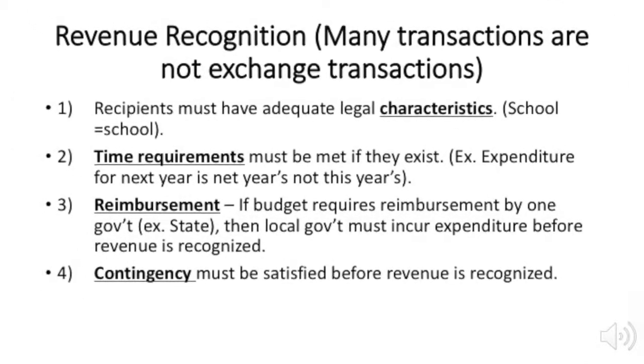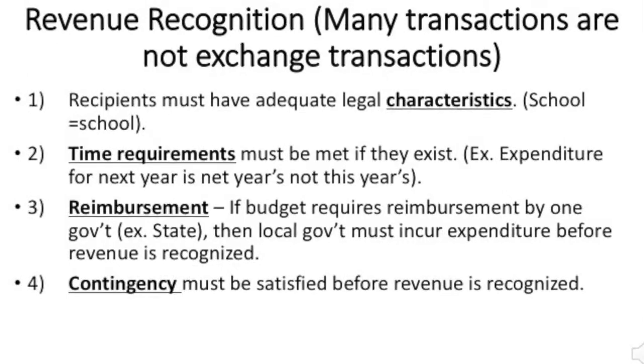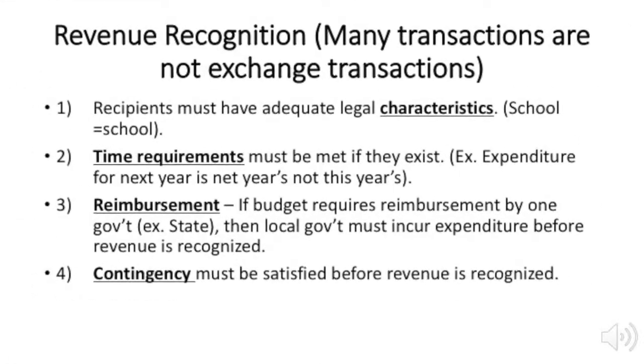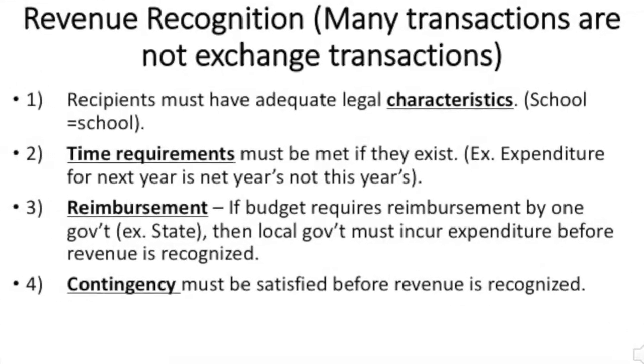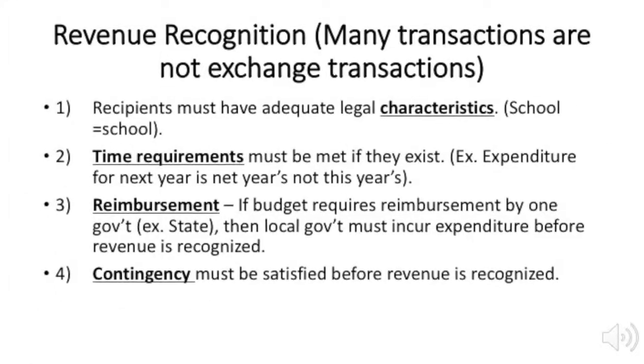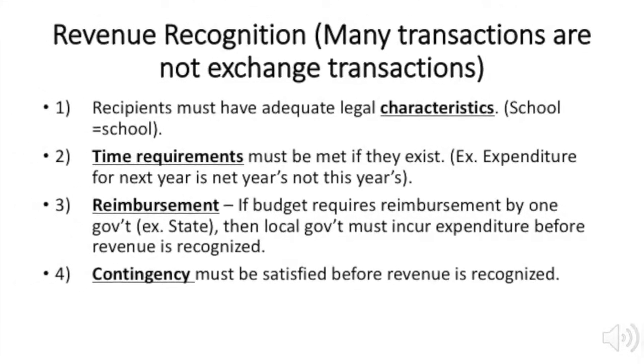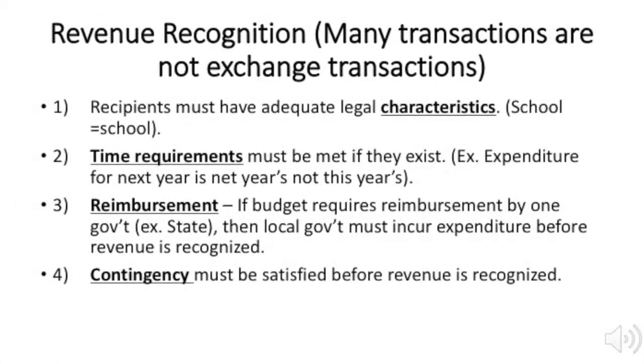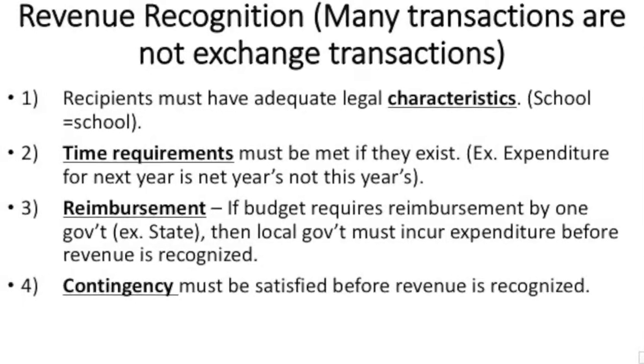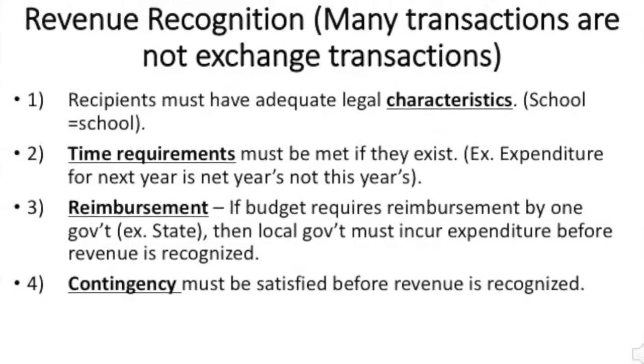Time requirements have to be met if they exist. So an expenditure of next year is next year's, not this year's. If a budget requires reimbursement, for example, if the state reimburses the local government, then the local government has to spend the money first. And a contingency must be satisfied before revenue can be recognized.